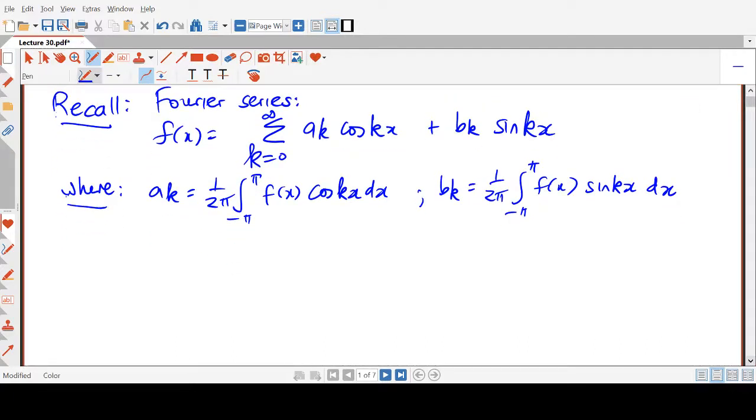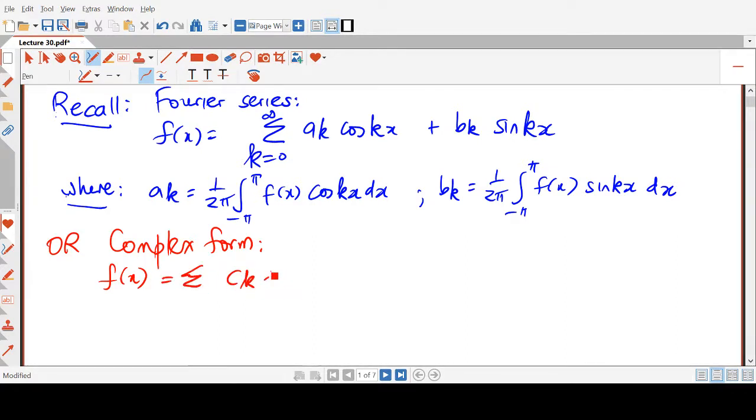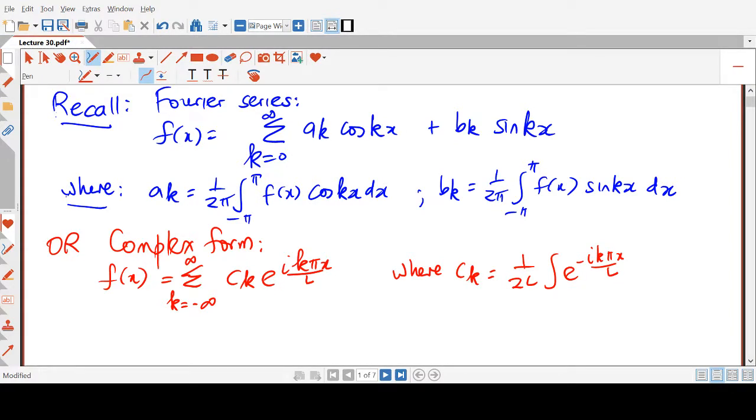Or we can convert this to complex form, where I can write the function f of x as sum of c_k e to the i k pi x over L. Let me use a full-blown thing now, from k equals to negative infinity to positive infinity. Where the c_k's are 1 over 2L integral e to the minus i k pi x over L f of x dx.